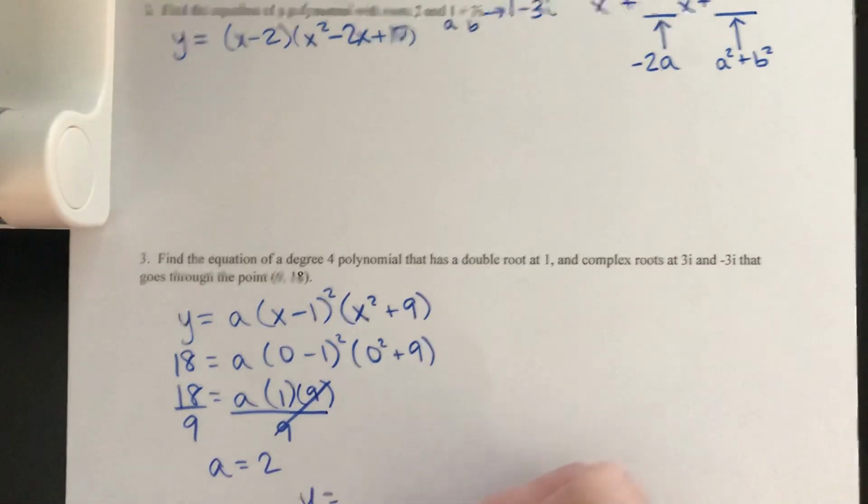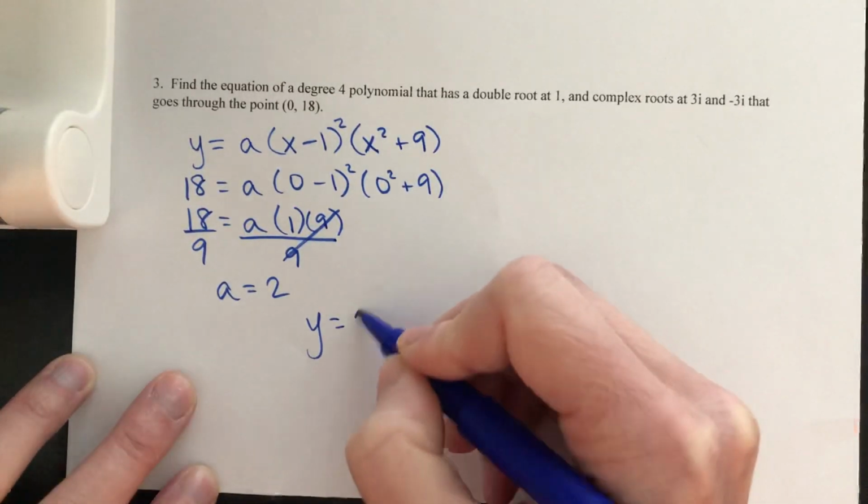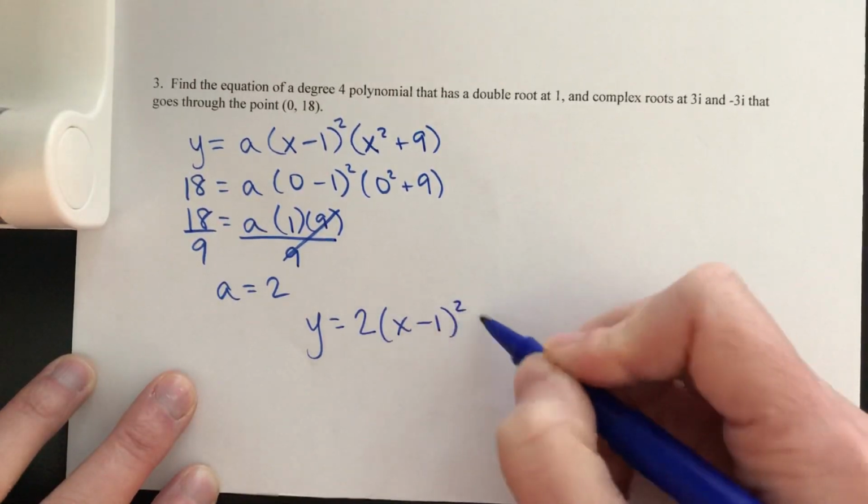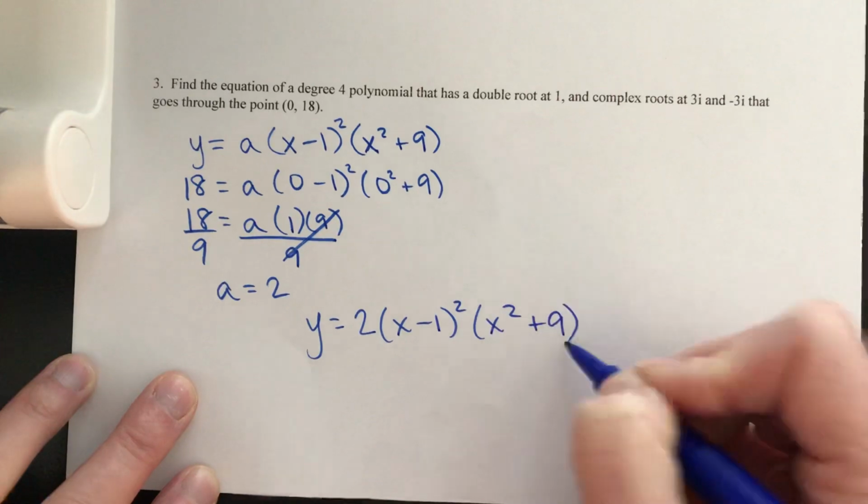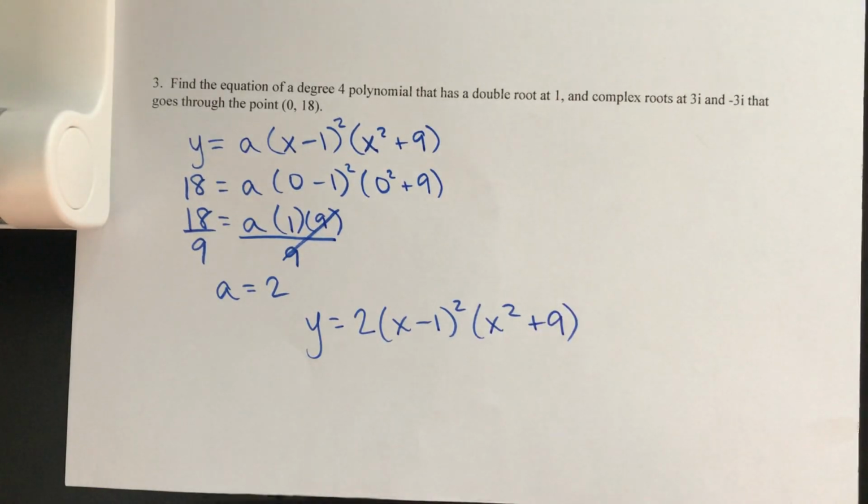So then our final equation is y equals 2 times (x minus 1) squared times (x squared plus 9). And you can leave it just like that in factored form.